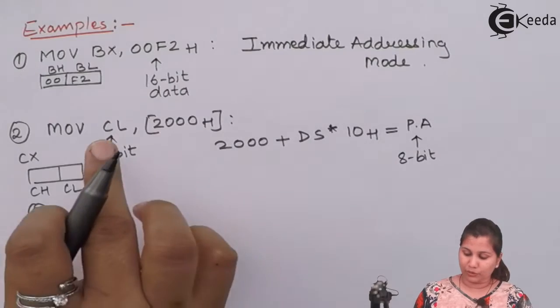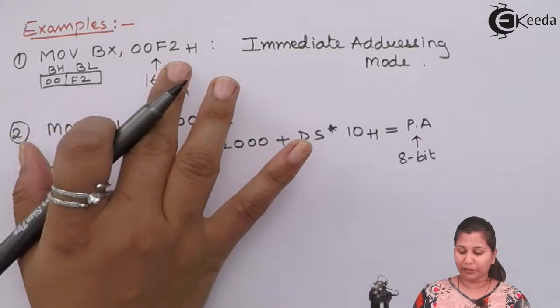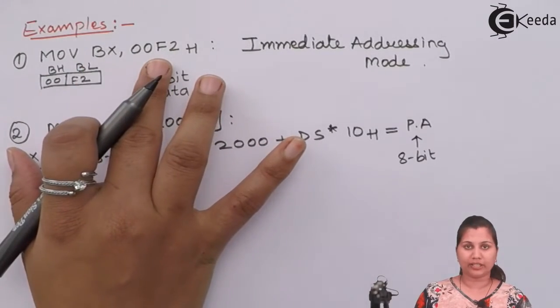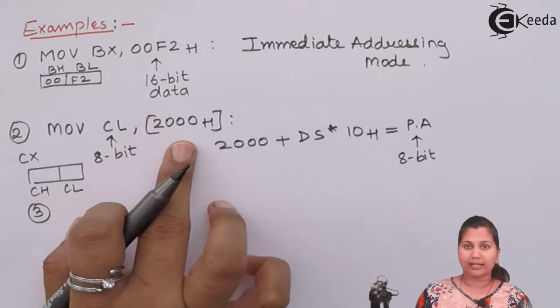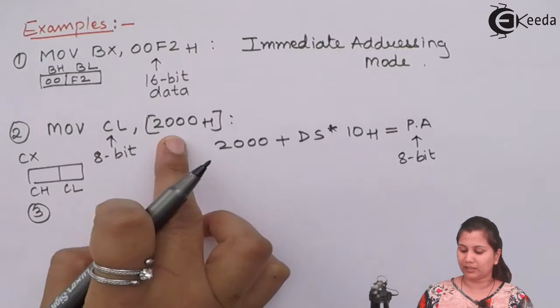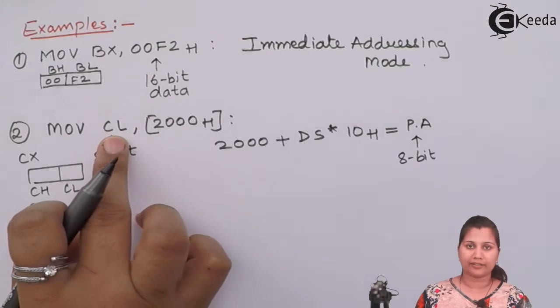Next type. The previous example was the transfer of data between a register and immediate data. Here we have taken that the transfer of data is between a memory location and a register.